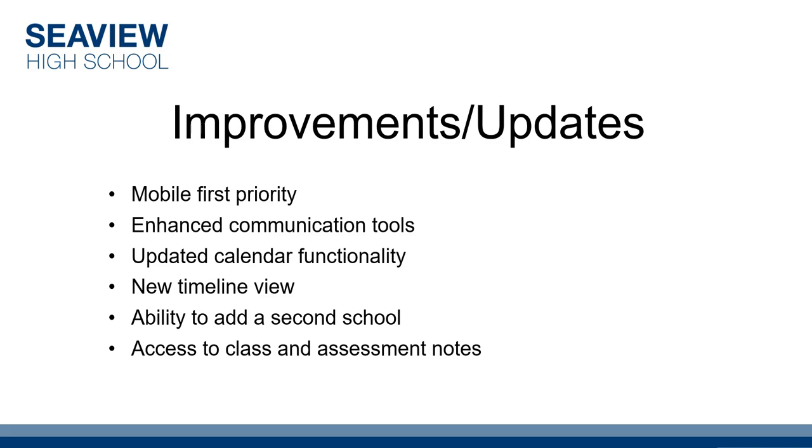So some of the improvements and updates within Daymap Companion is this has really been generated as a mobile first priority. What that means is it is now specifically designed for use on mobile devices like phones. So you're going to find a much more streamlined and smooth experience than previously. There are enhanced communication tools. I'm going to show you about how you can use those within the app. It's got updated calendar functionality, allowing you to see events more clearly. That includes a new timeline view.